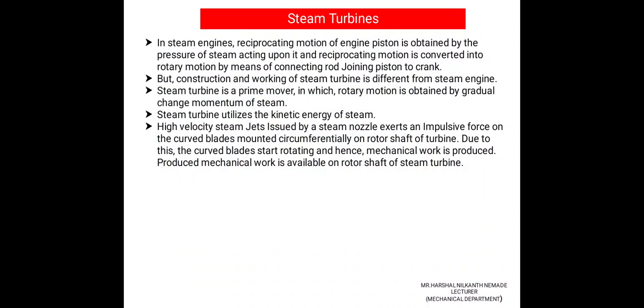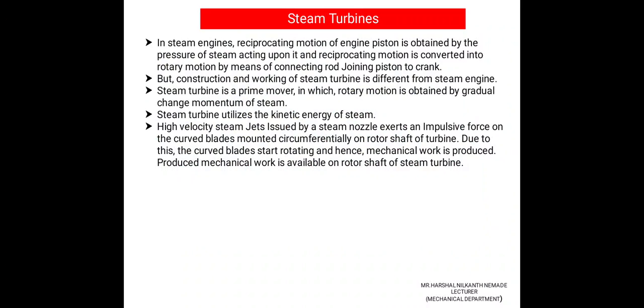Now first, steam turbine. In a steam engine, reciprocating motion of an engine piston is obtained by the pressure of steam acting upon it. The reciprocating motion is converted into rotary motion by means of the connecting rod joining the piston to the crank. But the construction and working of the steam turbine is different from a steam engine.